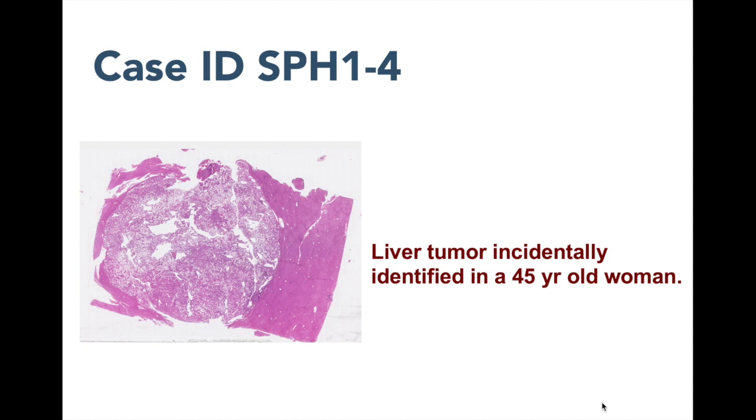Case number 4 is a very important case with a very important message, one of the most important messages of this seminar. It was a liver tumor that developed in a 45-year-old woman, and she underwent resection. You have the tumor here on the slide and the adjacent liver. Now let's look more closely at the lesion.